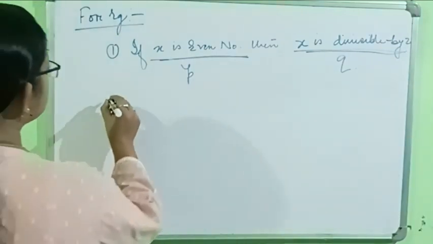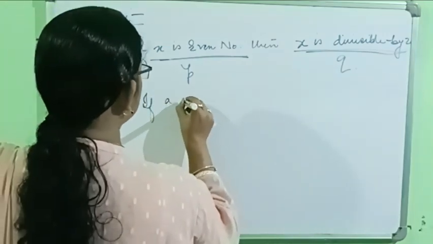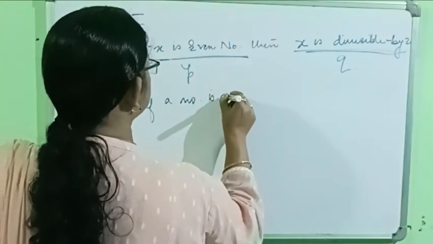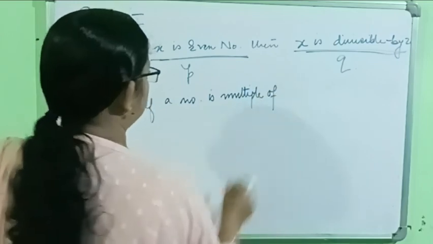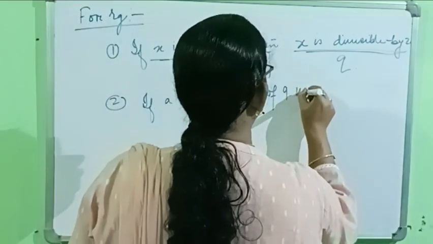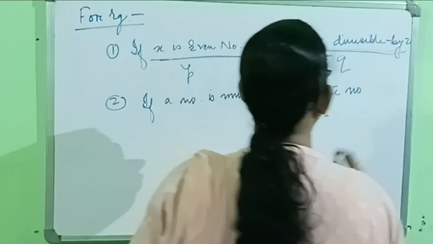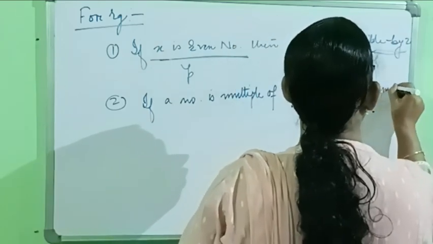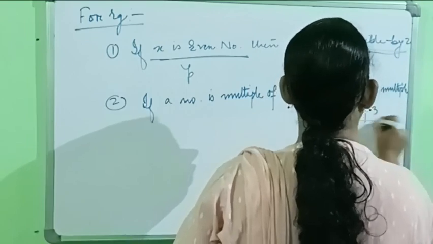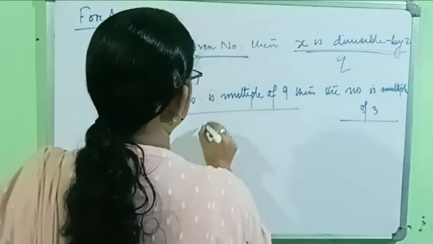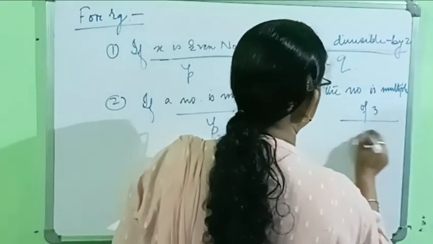Another example: if a number is a multiple of 9, then the number is a multiple of 3. Here this is the antecedent and this is the consequent.